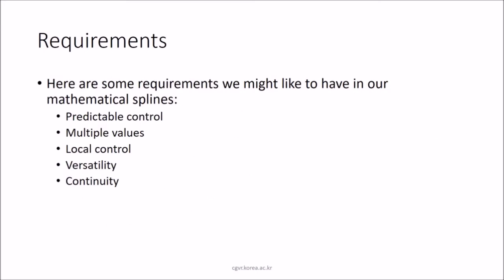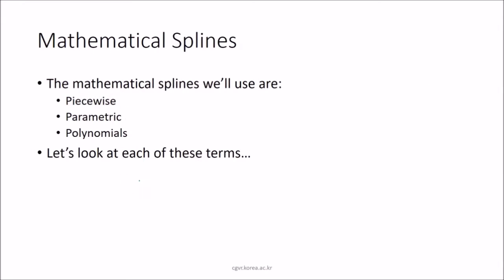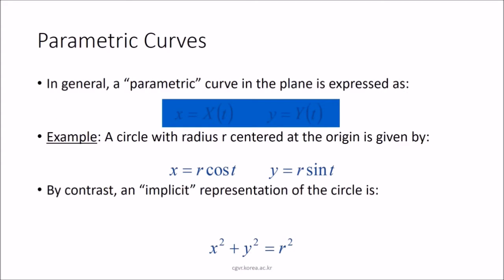Here are some requirements we might like to have in our mathematical splines. These are: first is predictable control, multiple values, local control availability, versatility, and continuity. In mathematical splines, we will use piecewise parametric splines, piecewise splines, and polynomial splines. So let us look at them.